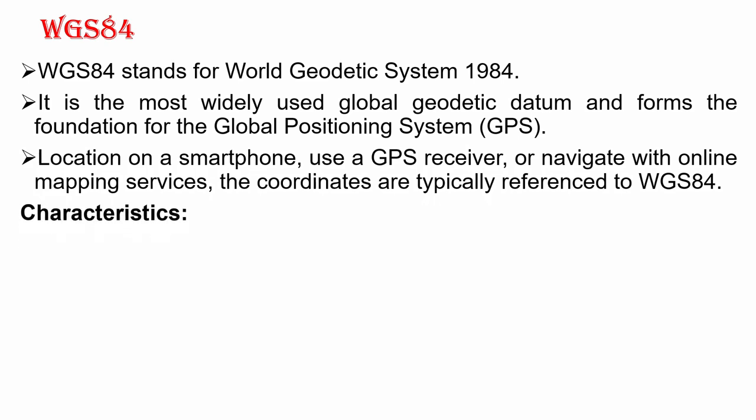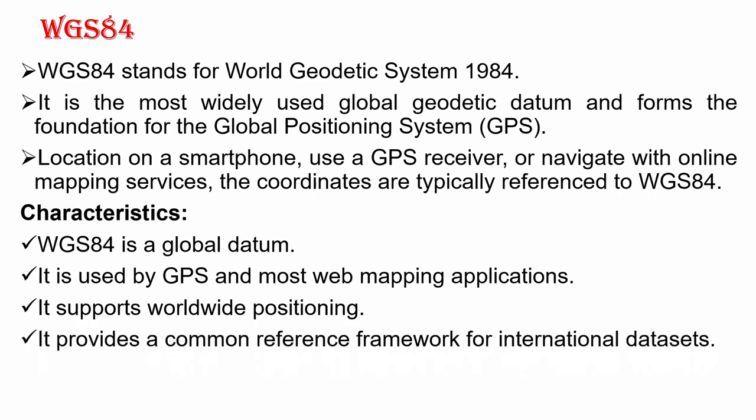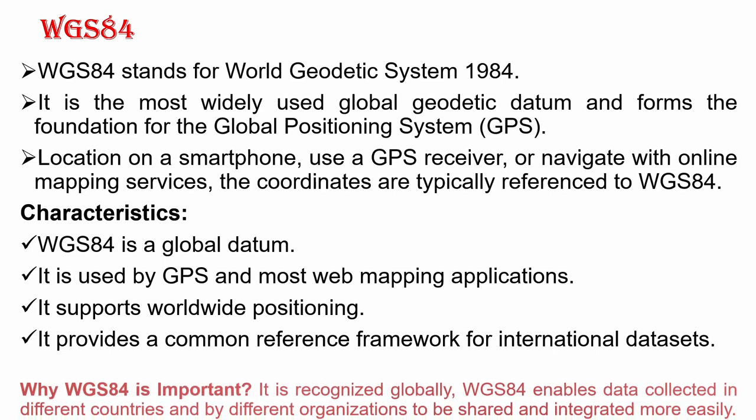Some characteristics of WGS 1984 are: WGS 1984 is a global datum. It is used by GPS and most web mapping applications. WGS 1984 supports worldwide positioning. It provides a common reference framework for international datasets.